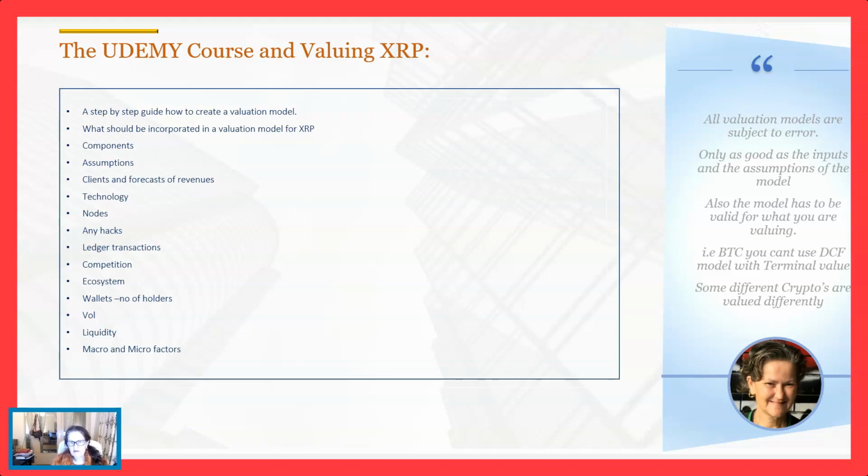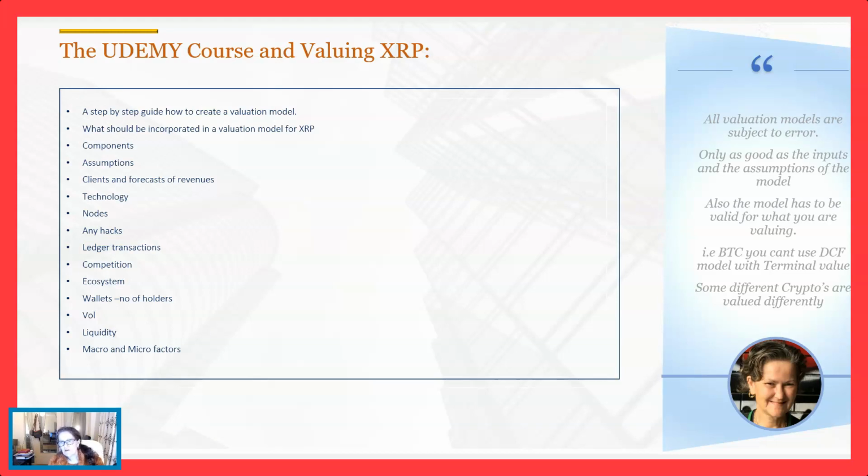actual data input, like for example, how many nodes does Ripple technology have, how many clients they have, what's the forecast of revenue, what sort of technology does it have, is it best of breed, how many ledgers have they run, for example 50 million, has it had any hacks compared to other cryptocurrency technology that's had hacks, like Bitcoin Gold, for example, like Verge, for example, like Zcash, for example.